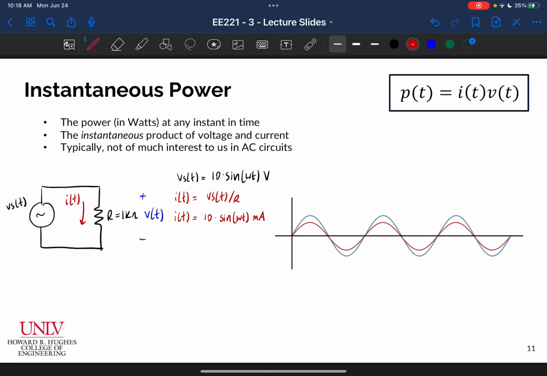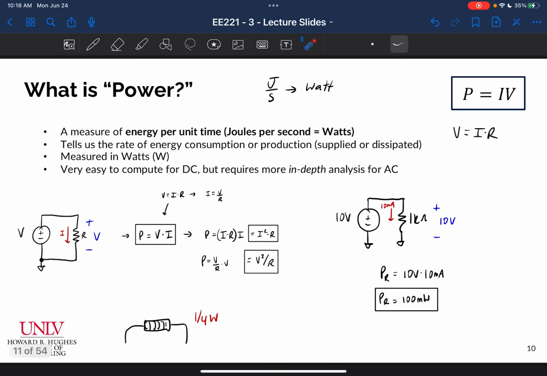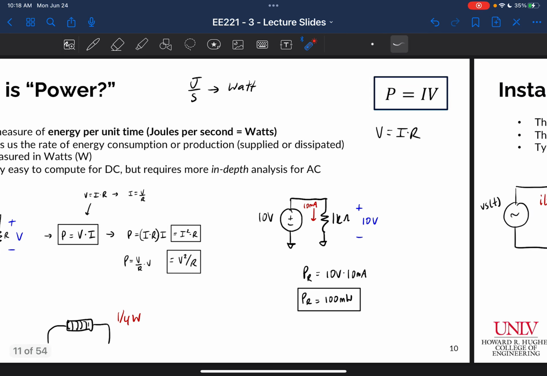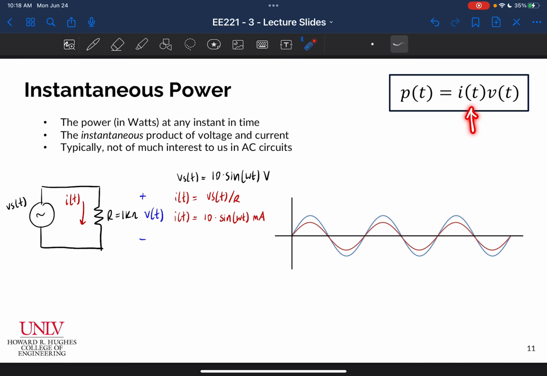And if I want to determine the instantaneous power dissipated by my resistor, the power dissipated at any instant in time, I can do that by taking the product of the current and the voltage, exactly like I did last time, except in the DC case these are constant values because it's a DC circuit. In the AC case, these are functions of time. So we're going to have to do a little bit more math to determine the power as a function of time, which is basically what we're after. So let's go ahead and do that.